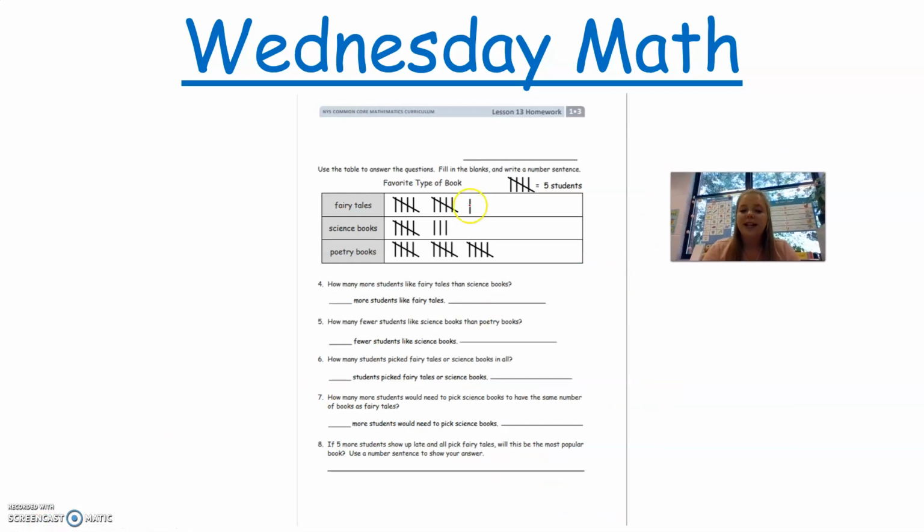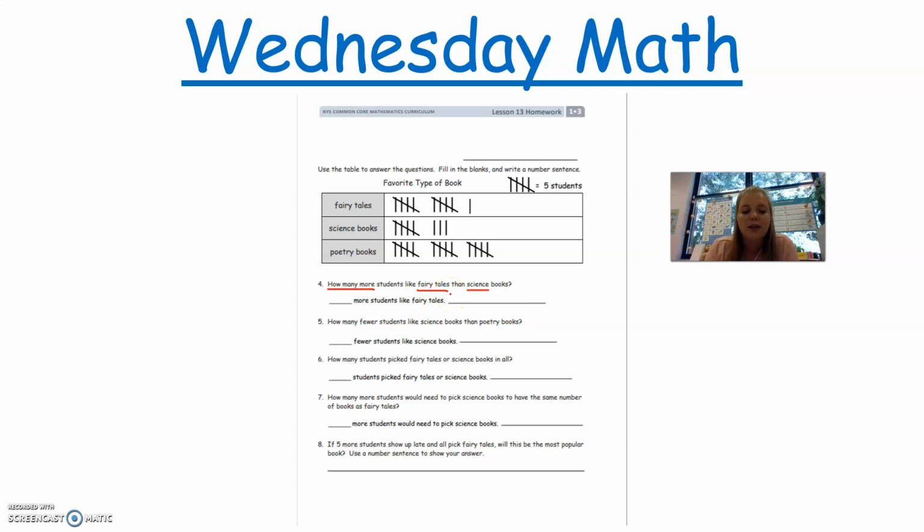This question gives us a tally chart. All right, you're going to use the table to answer the questions, fill in the blanks, and write a number sentence just like we've been doing. I can read them out for you if you'd like, but you need to do them by yourself. Pause the video after each question so you can answer it. So number 4 says, how many more students liked fairy tales than science books? So how many more people liked fairy tales, which is up here, than science books? Okay, so write the answer and your number sentence, and then when you're done, unpause and I'll read the next one.